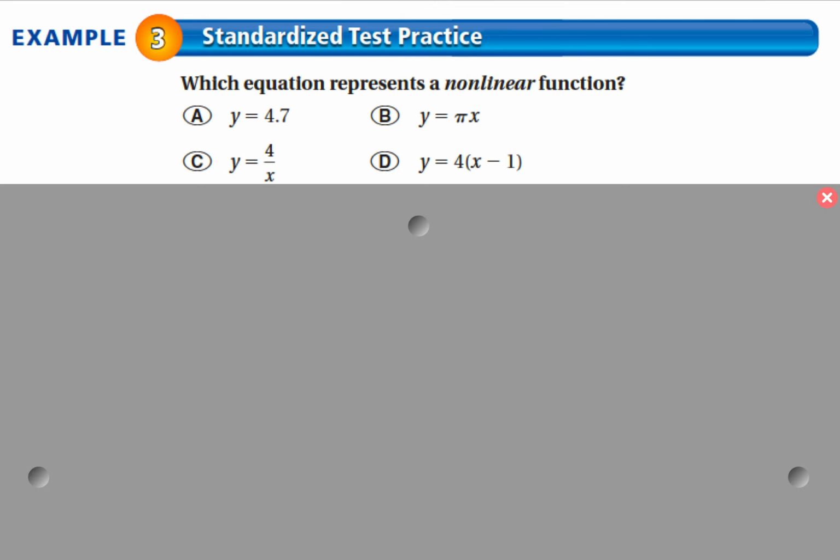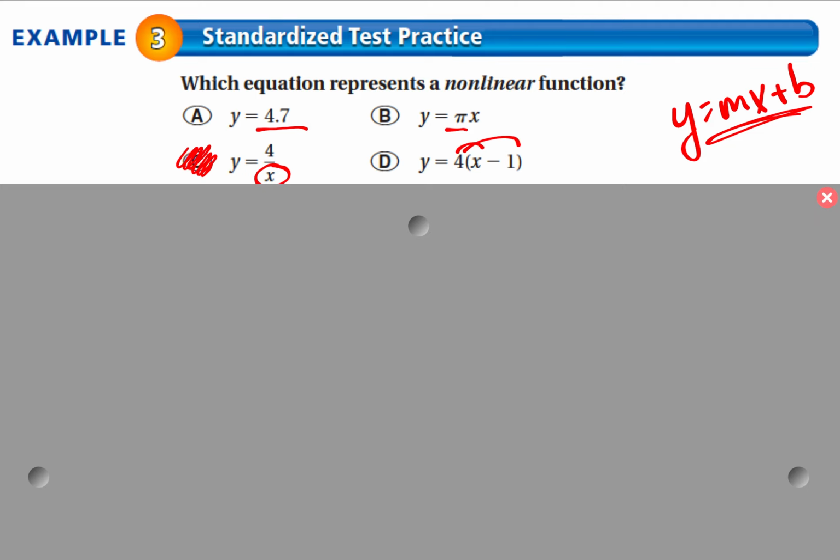From an equation, if an equation is going to be linear, it needs to be of the form y equals mx plus b, or be able to be solved into that form. This first one just has a slope of 0 and an intercept of 4.7. It's completely fine. It's linear. This second one has a slope of pi and an intercept of 0. It's linear. This one with an x on bottom, that cannot be written in the y equals mx plus b form. That's actually the one that's not linear.